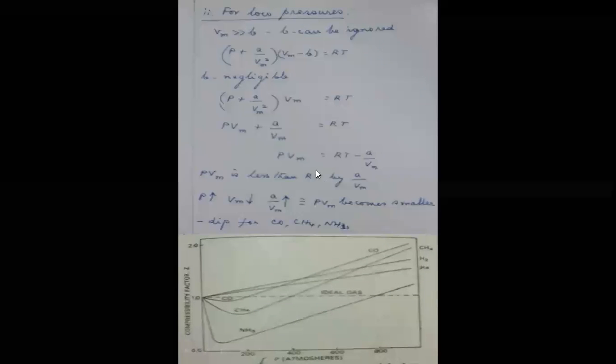Look here, at high pressures, what happened? PV is greater than RT by units of BP. At low pressures, what happens? PV is less than RT by units of A by Vm. So what happens? When pressure increases, Vm decreases. When Vm decreases, Vm is in the denominator, then A by Vm increases, which means that PV becomes smaller and smaller for increase in the pressure up to a certain point.